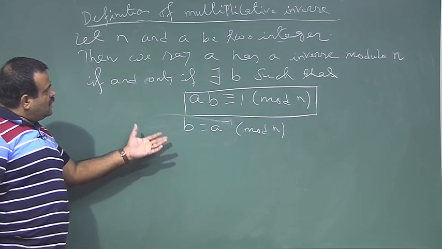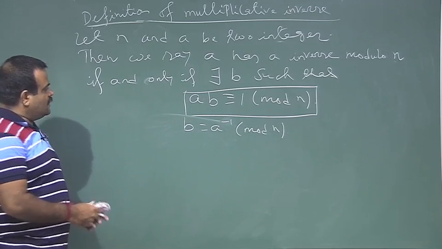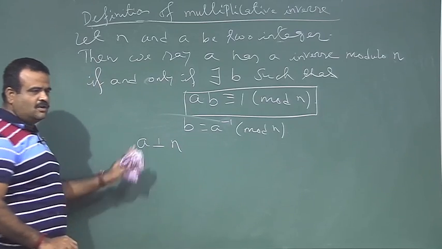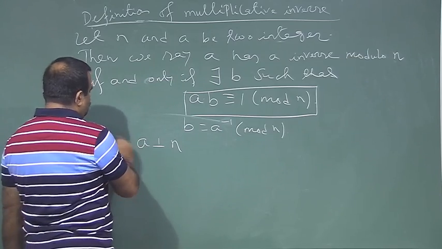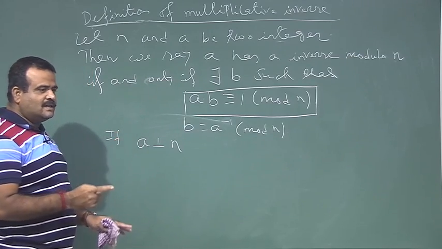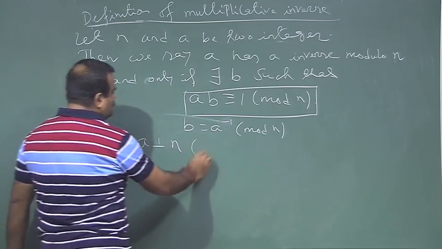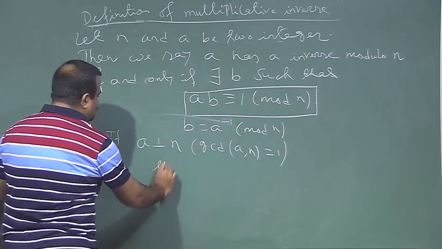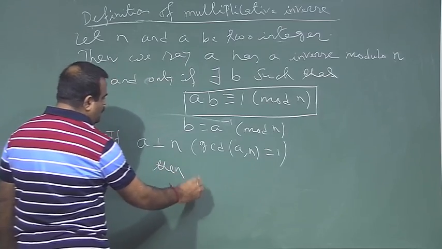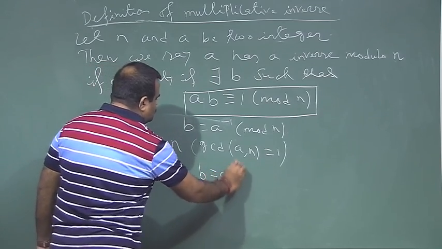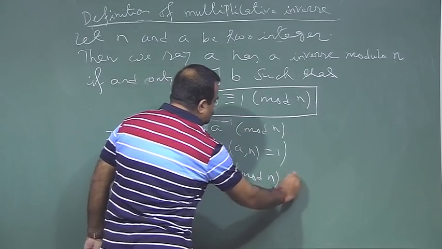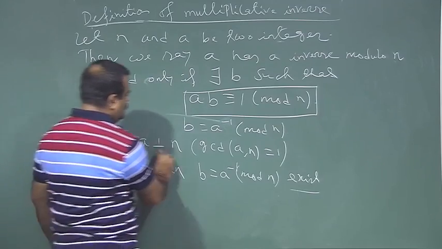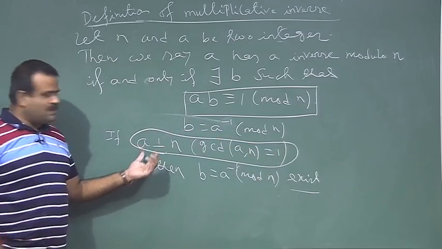And we will see that if A is co-prime with n, then only the inverse exists. This we will prove in a theorem. And vice versa, if there exists an inverse, then A will be co-prime with n. If the GCD of A and n is 1, then only B exists, otherwise it does not exist. So, for the existence of the inverse, A must be co-prime with n.